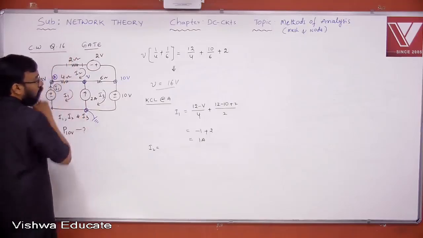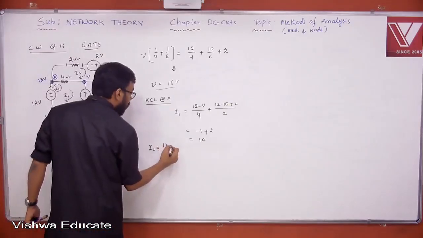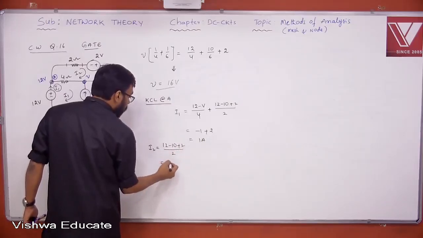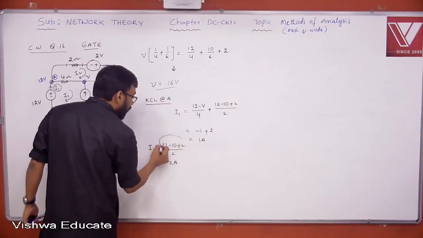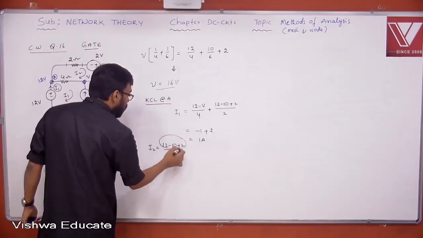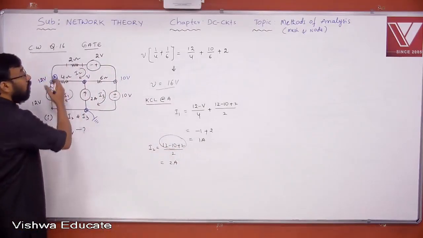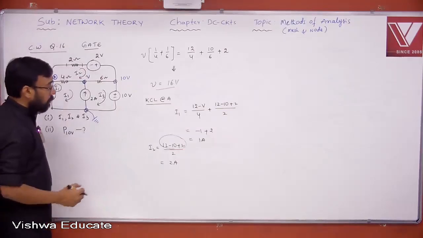Ohm's law is nothing but 12 minus 10 plus 2 by 2. That is nothing but 2 amperes. The numerator is the potential difference across the denominator only. That's why I'm telling you, always when there is a resistor you apply Ohm's law. This is nothing but Ohm's law only. I3.